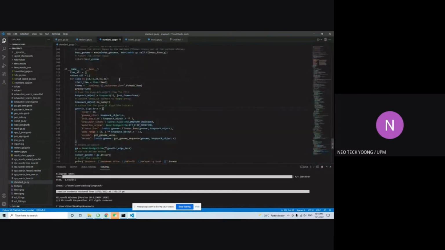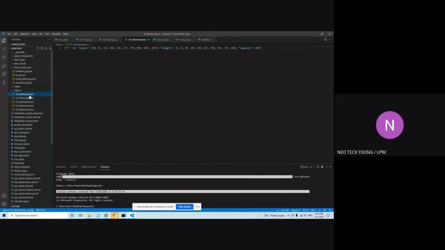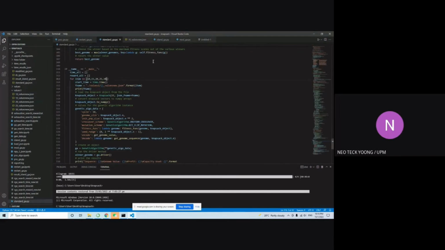The dataset is available in values.1. We can see from here the values 10, 20, 15, 10, 15, 20, 25, and 30, and this is the capacity of it. Let's run one by one, since we only have 4 datasets.